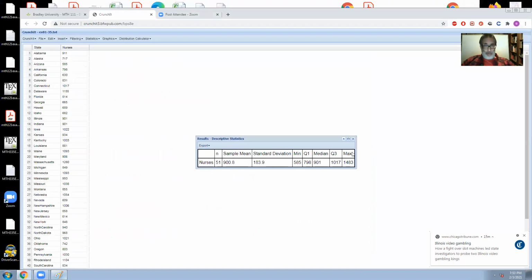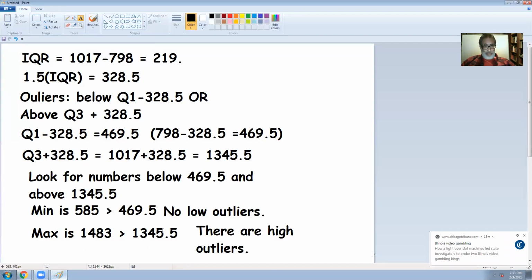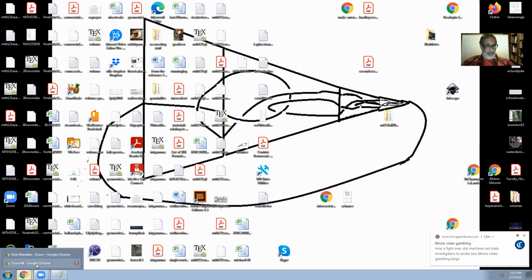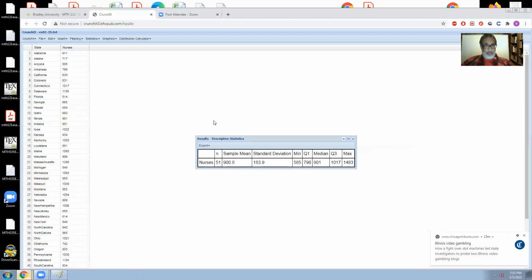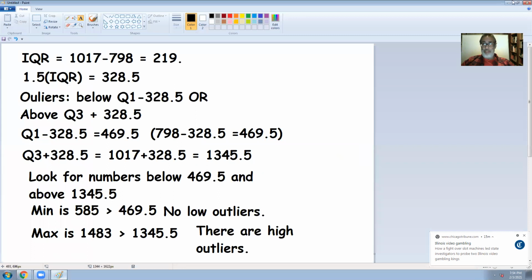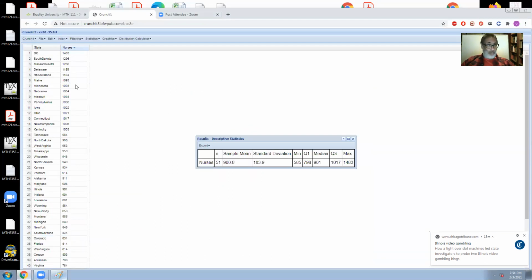So let's go here. So what we need to do is find every number that's above 1345.5. So going to that, let's see what they are. All right, 1345.5. And the way you do that, if you see this little arrow here, if you hit this little arrow, you get a way to sort. So I'd like to sort going from high to low. The reason I'm going from high to low is I want to find all numbers that are above 1345.5. And the numbers that are above 1345.5, there's really only one of them. It's DC, which is 1483.